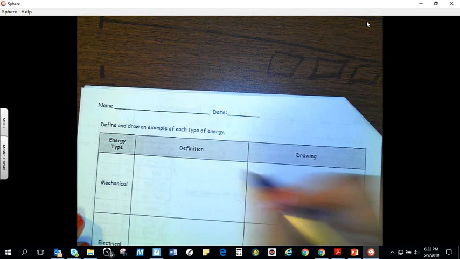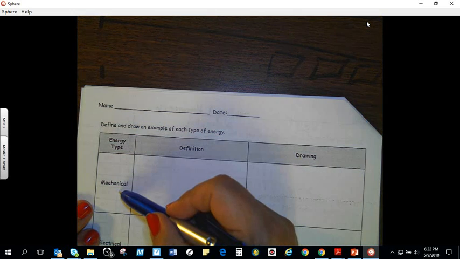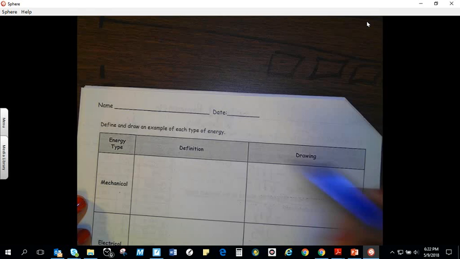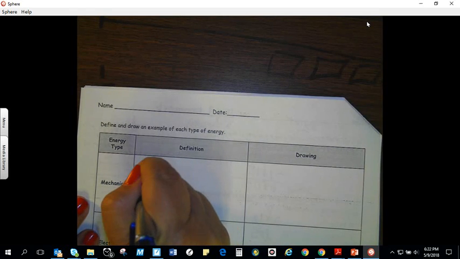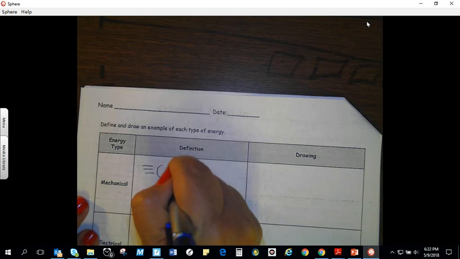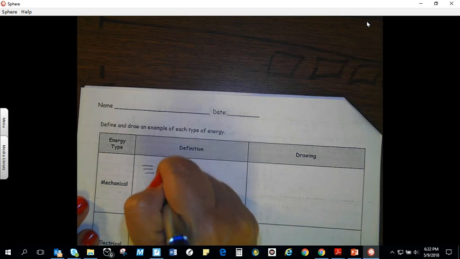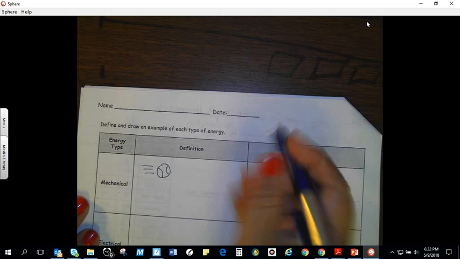All right, define and draw examples of each type of energy. Okay, so energy type, mechanical energy. So mechanical, I'm going to draw my little lines here, and I'm going to draw a baseball. Because in order for this baseball to move, I have to throw it. All right, in order to ride a bicycle.